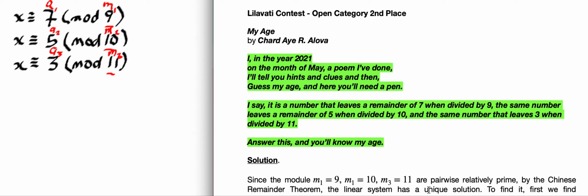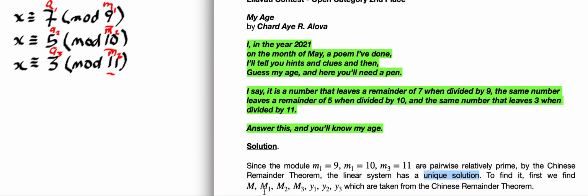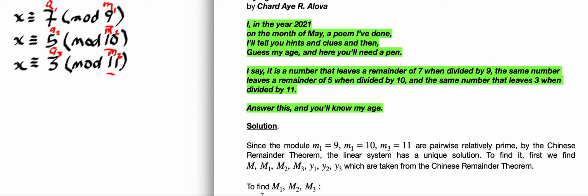So the linear system has a unique solution, as guaranteed by the Chinese remainder theorem, every time the moduli are pairwise relatively prime. To find this unique solution, we first need to find the big M sub 1, big M sub 2, big M sub 3, and y sub 1, y sub 2, and y sub 3. These numbers will aid us in getting the value of the unique solution, and they are all taken from the Chinese remainder theorem formula. So first we need to find the big M's. How do we get the big M's in particular?